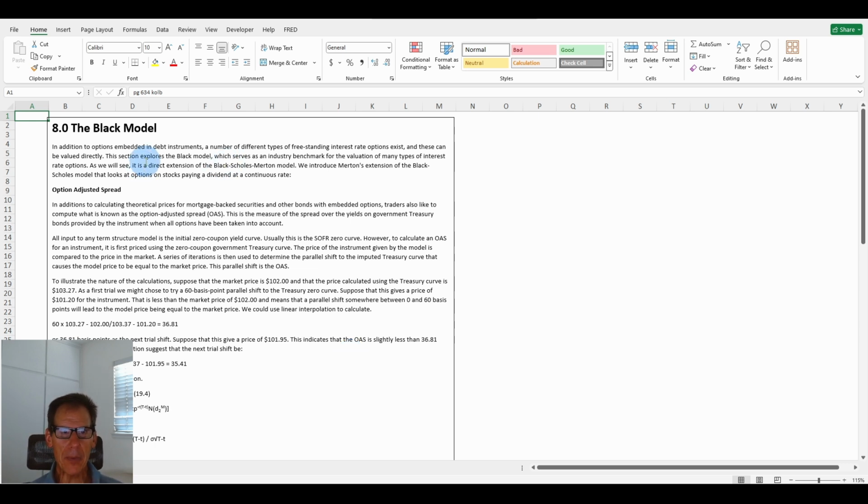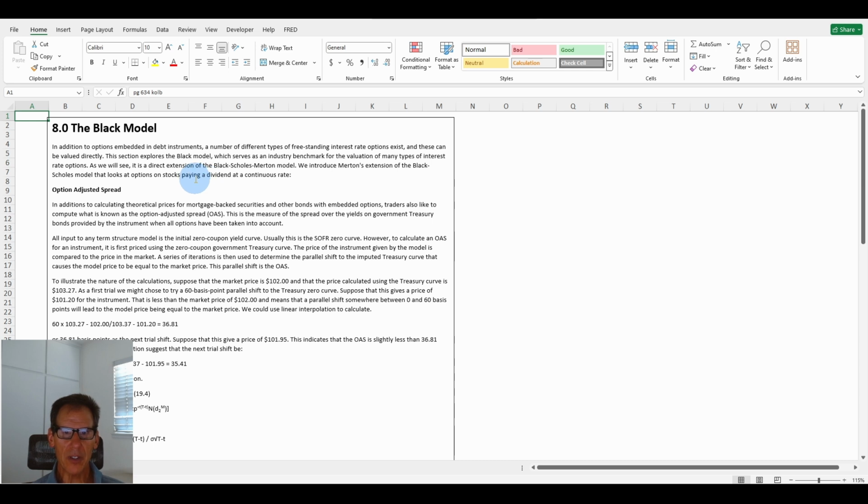In addition to options embedded in debt instruments, a number of different types of freestanding interest rate options exist, and these can be valued directly. This section explores the Black model, which serves as an industry benchmark for the evaluation of many types of interest rate options. As we will see, it is a direct extension of the Black-Scholes model.